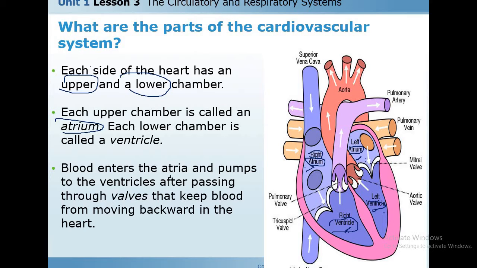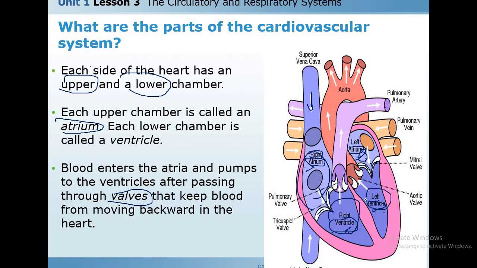Blood enters the atrium and is pumped to the ventricle after passing through the valve. So the blood enters like this. It first passes to the atrium, it enters here to the atrium, and then moves after passing through the valve. This is called a valve. After passing through the valve, it moves to the ventricle.